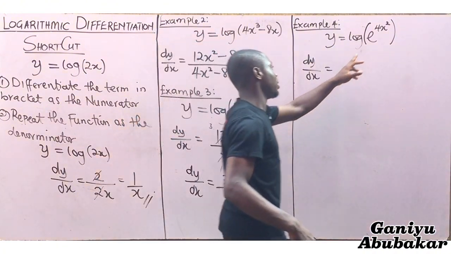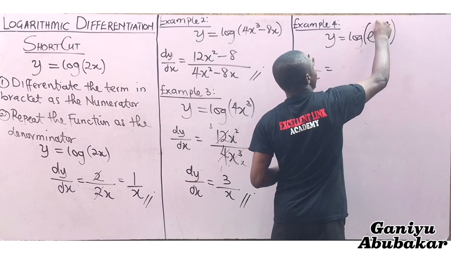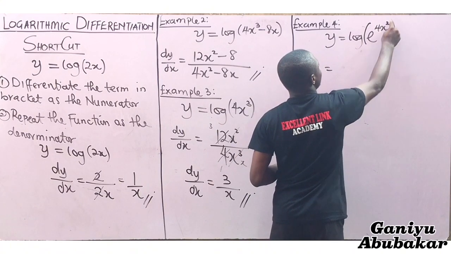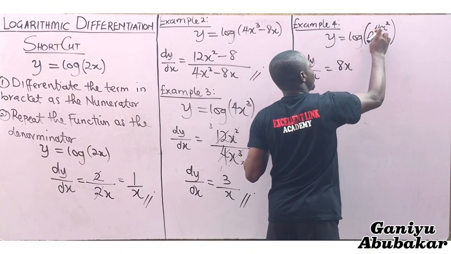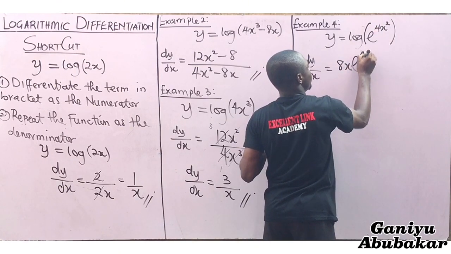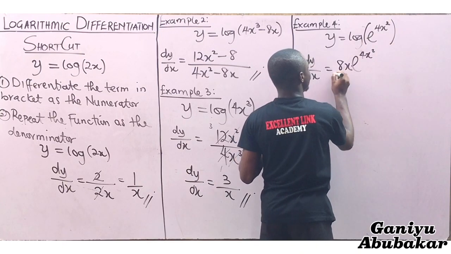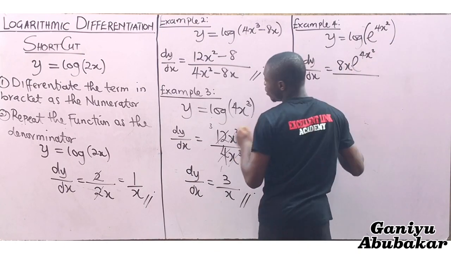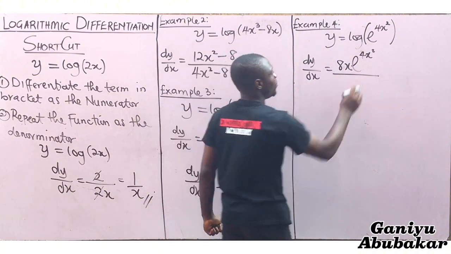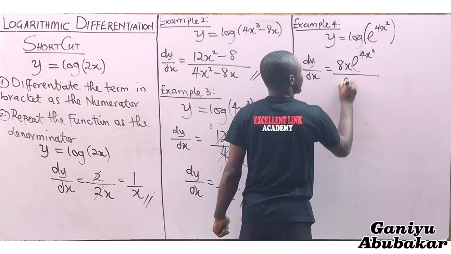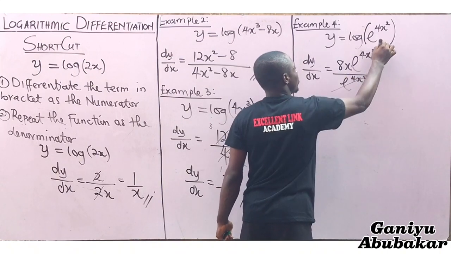So for this one here, for the shortcut here, we said differentiate the power, right? If I differentiate 4x squared, I'll have 8x. Repeat the function, exponential 4x squared. So if I differentiate this one, I'll have everything here. So all over, we said repeat the function as the denominator, right? So I'll repeat this one here. That's exponential 4x squared. Observe that this one, we cancel out this.